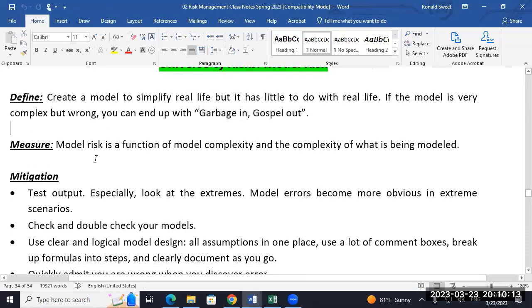How do you measure it? Well, it's just how complex is the model. The more complex a model is, your probability there's an error in the model is going to approach 100% really quick. The question is, is it a big error or a small error?